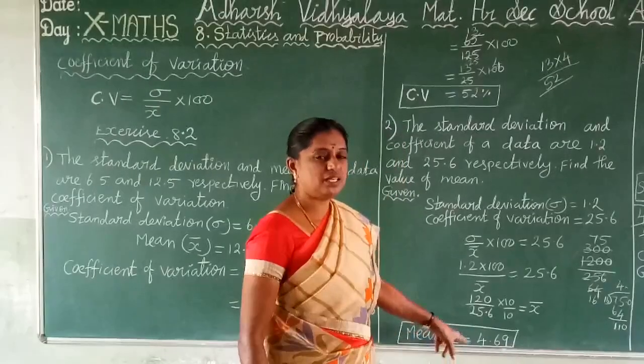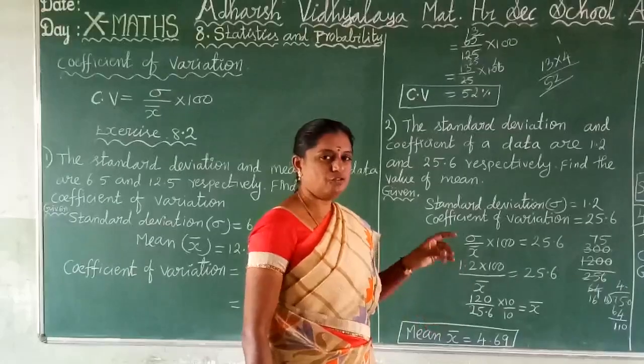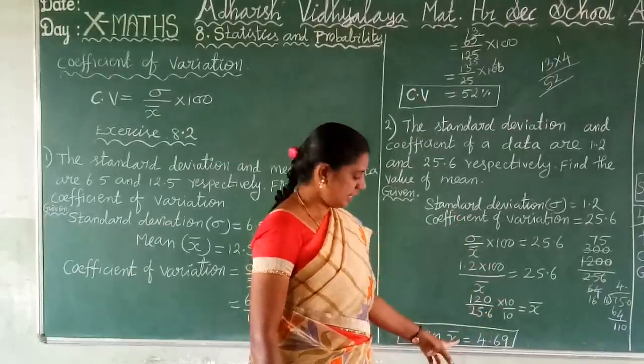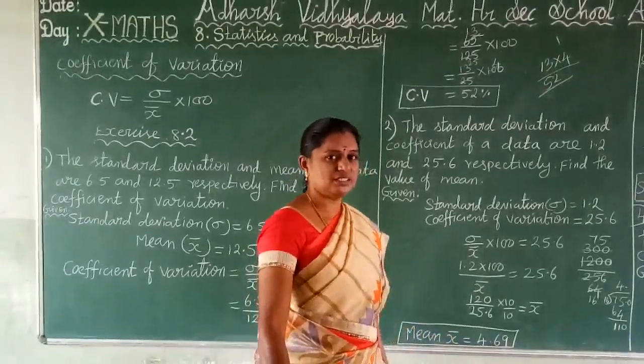Already I told you in the statistics topic, simplification is very important. Work it out in a rough column and then write the answer carefully. So in this question the mean x bar is equal to 4.69.